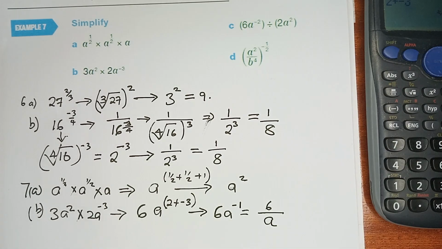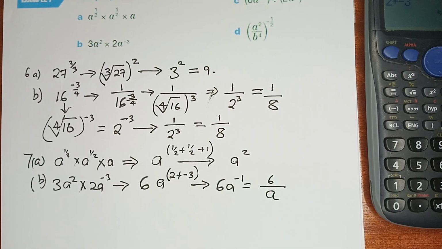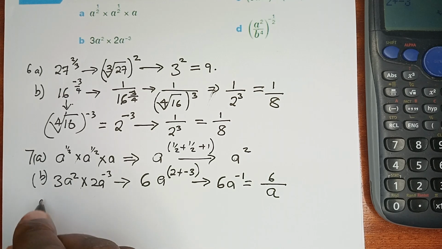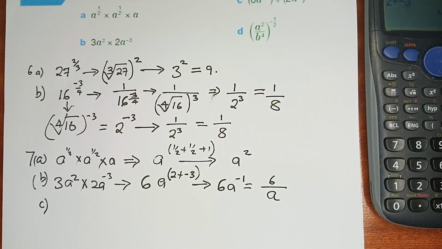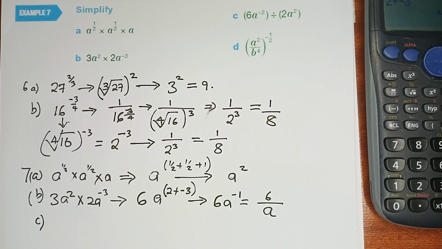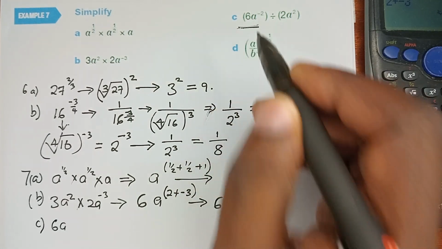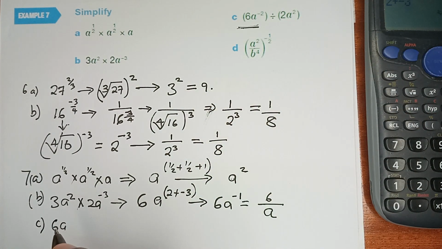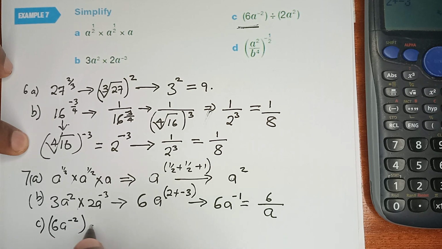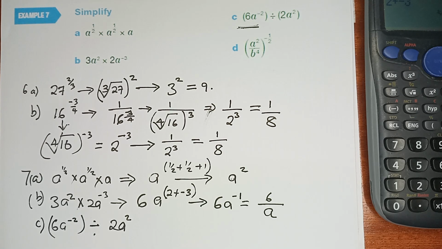What about part C? Part C of number 7 is asking for 6a raised to power minus 2, the whole of this divided by 2a squared. It is here.